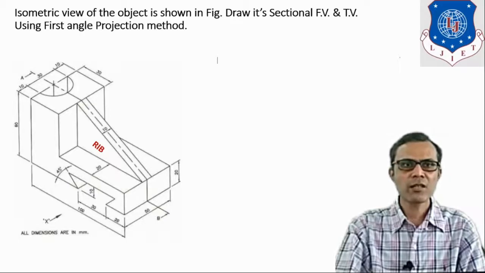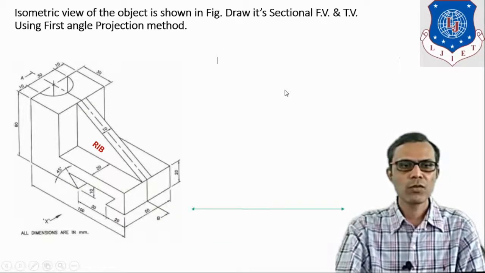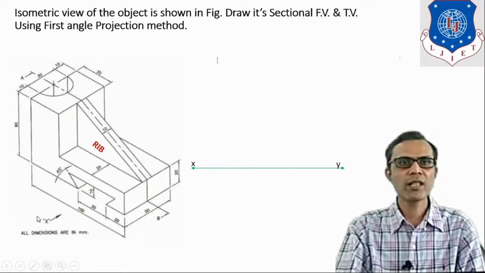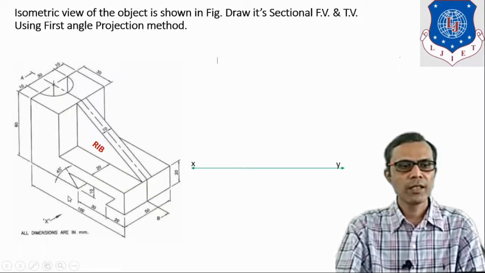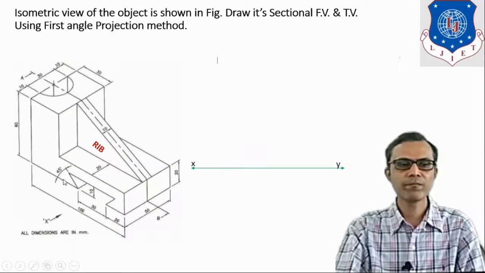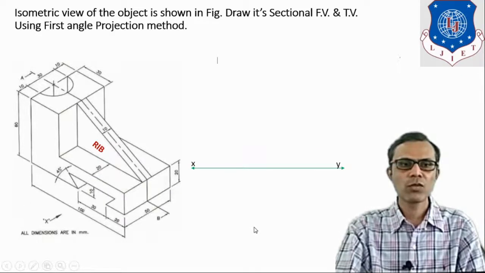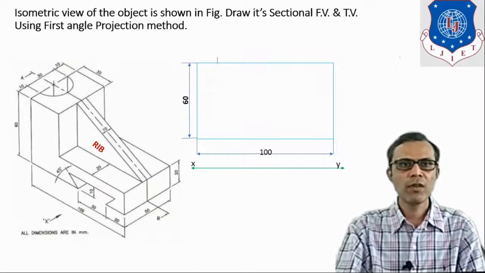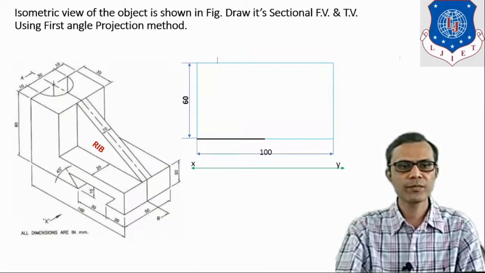Now we can start drawing. First of all, draw the XY reference line. From the front view direction, we can see two dimensions of the object, that is length and height. So length is 100 and height is 60. So draw a rectangle of 100 by 60 mm size, length 100, height 60. It is a block in which we will draw the front view of the object.